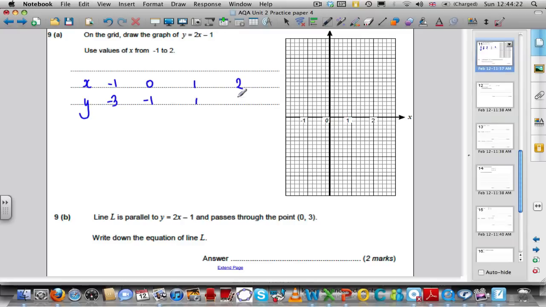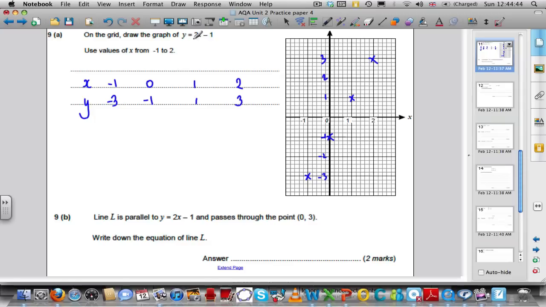And you could plot those coordinates. Let's just label these axes first: 1, 2, 3, minus 1, minus 2, minus 3. You would plot minus 1 against minus 3, 0 against minus 1, 1 against 1, and 2 against 3.